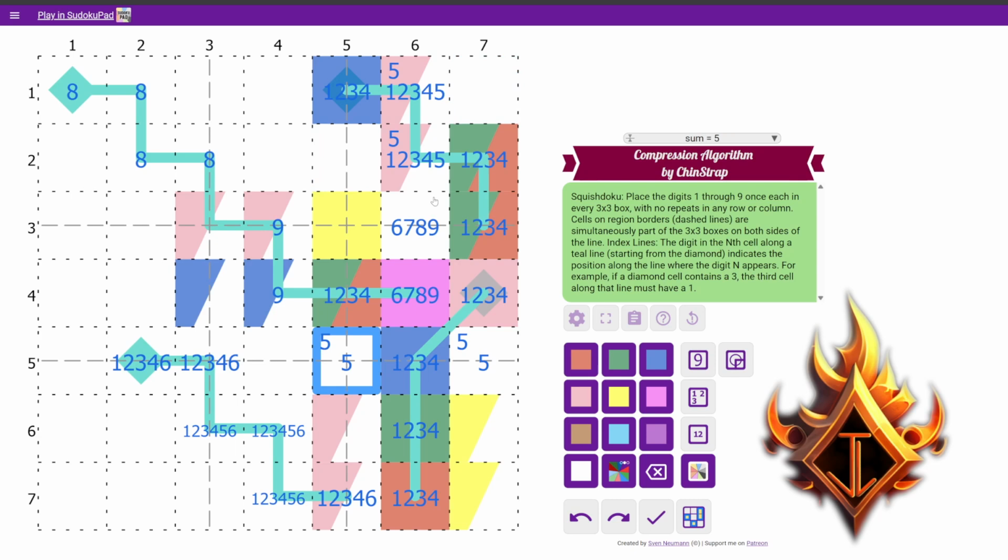But then this one. What's the other 1, 2, 3, 4? Oh yeah, it's pink, right. So where in the heck is 5? And why couldn't 5 have went down here? Because then it would not have appeared in that box. That's fair enough.